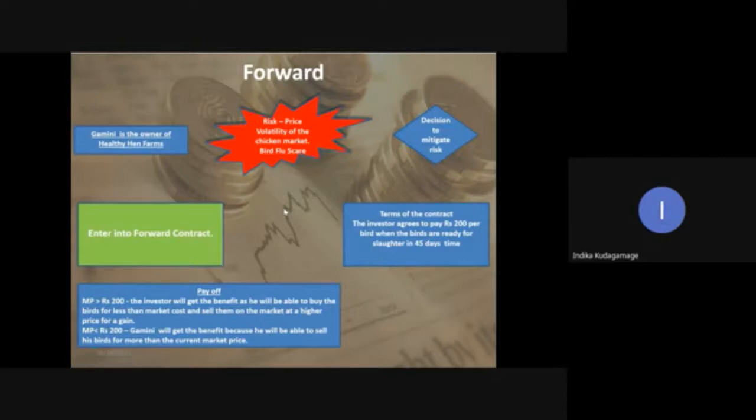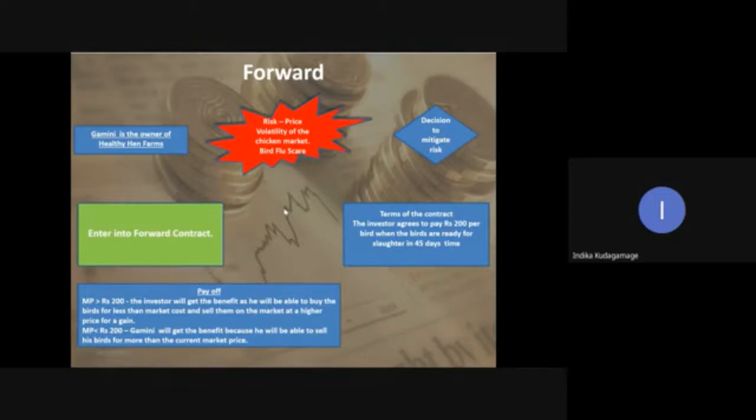Future is almost the same. There is an obligation to buy and an obligation to sell. Gamini has an obligation to sell. The buyer, the investor, has an obligation to buy. Right? Future is also the same, but the difference is it is traded through an exchange.